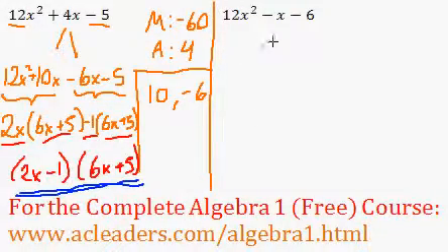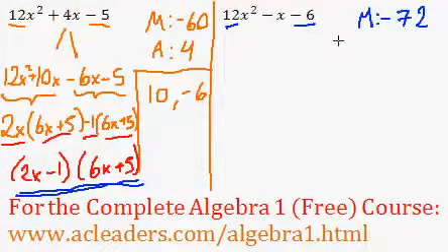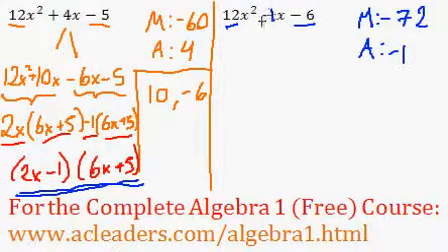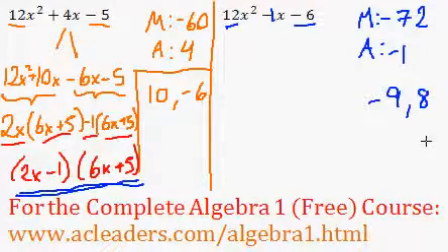What about over here? 12x squared minus x minus 6. We're looking for two numbers that are going to multiply to whatever 12 and negative 6 multiply to, and that'll be negative 72. And the numbers will need to add up to negative 1, because there's a hidden 1 here, right? So those two numbers will be negative 9 and positive 8. Negative 9 times 8 is negative 72. Negative 9 plus 8 is negative 1.